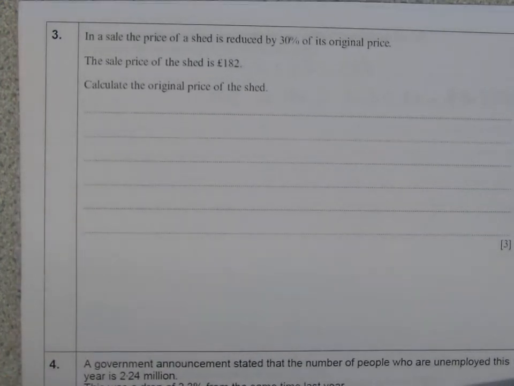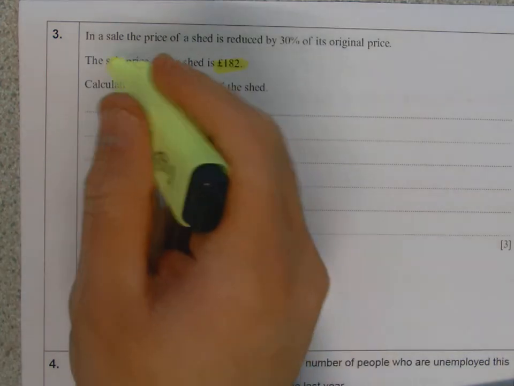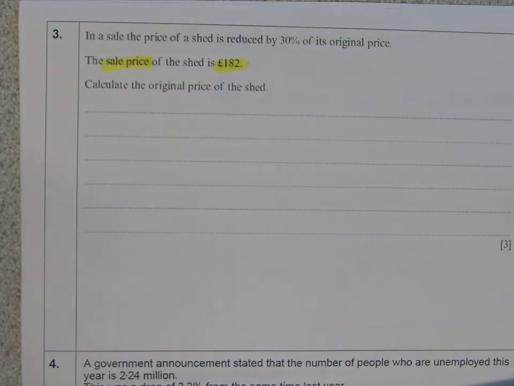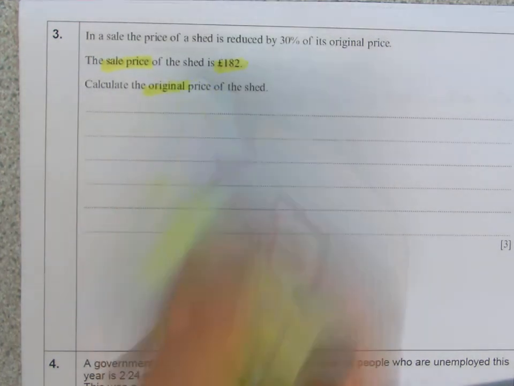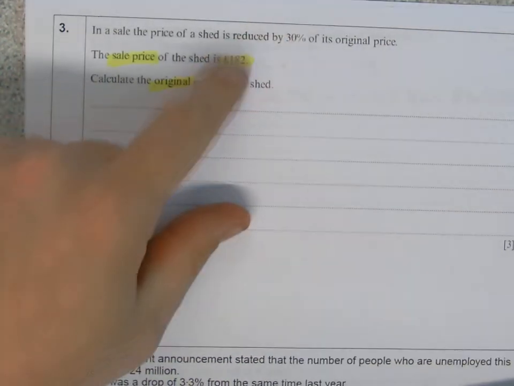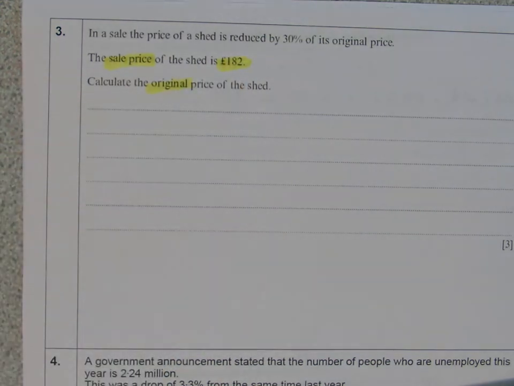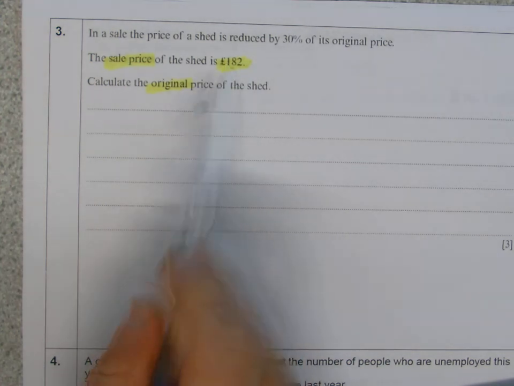There's a couple of questions more to look at, and then hopefully the understanding is there. Question 3 says, in a sale, the price of a shed is reduced by 30% of its original price. The sale price of the shed is £182. Again, notice they tell you the sale price. They don't tell you the original. It's up to you to work out the original. You don't want to be thinking this has been reduced by 30%. No, not at all. The original price has been reduced by 30% and you're left with this.